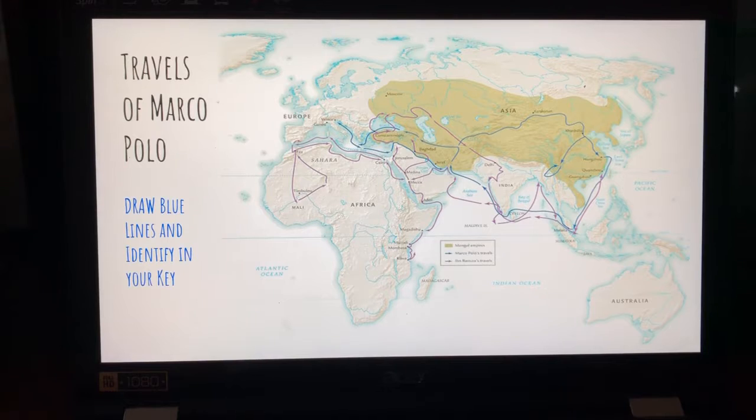The first thing we're going to do on our map is label the travels of Marco Polo. So his lines are in blue. You will draw in the blue lines and you will identify in your key that those blue lines are the travels of Marco Polo. So you can put me on pause so y'all could do that step. So label the blue lines and then identify in your key that those are the travels of Marco Polo.